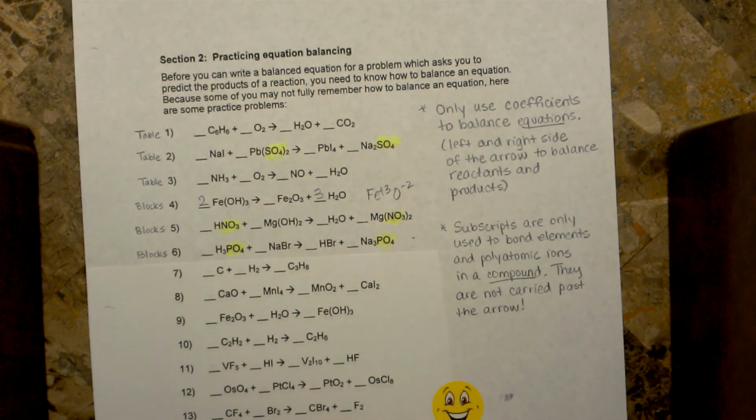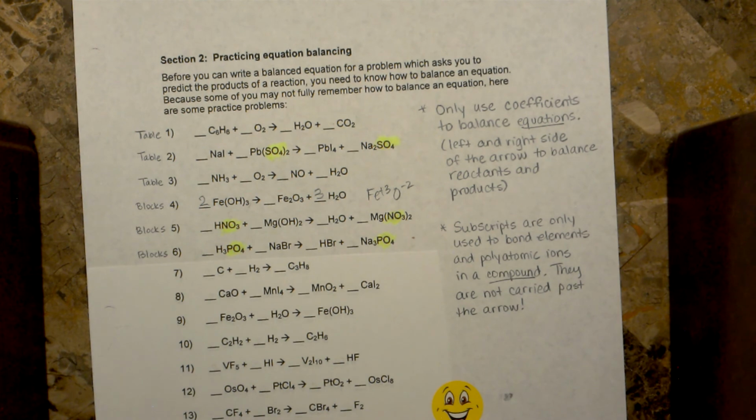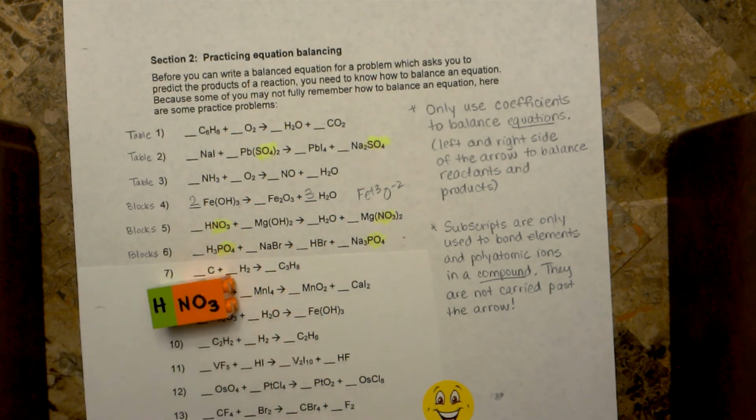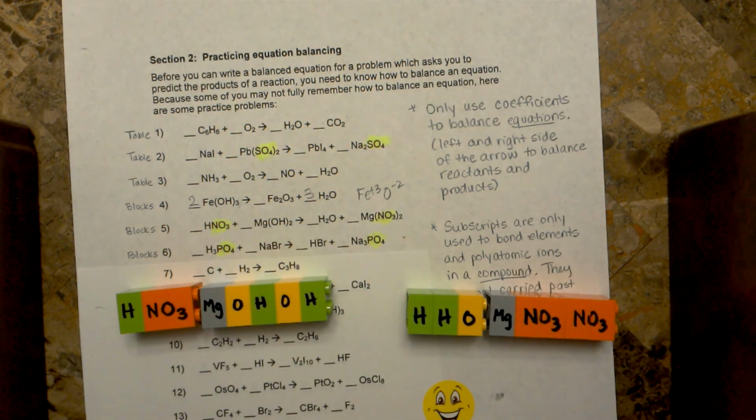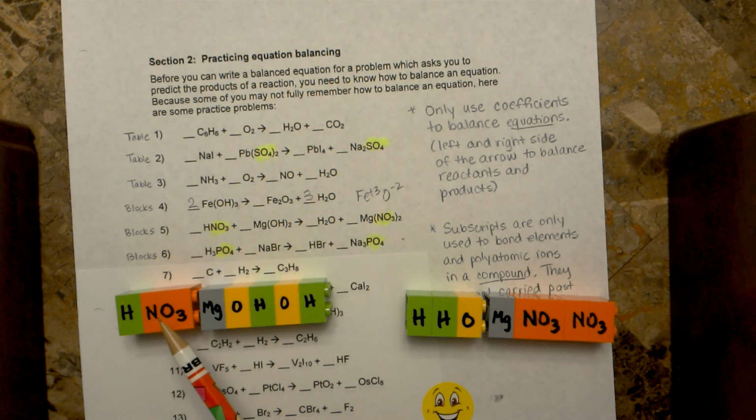So let's look at another example. Nitric acid and magnesium hydroxide are going to combine to form water and magnesium nitrate. And again, the blocks on the left and the blocks on the right have to be the same, but you can't just randomly throw in a block. They have to be in these combinations. Notice here that I kept my nitrate ion together because it's easier to balance. The NO3 and the NO3 stay together.